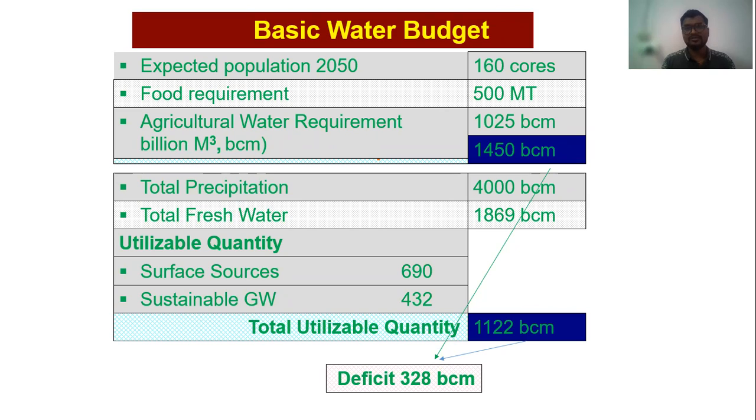If you talk about a basic water budget, then the expected population in 2050 is about 160 crores.